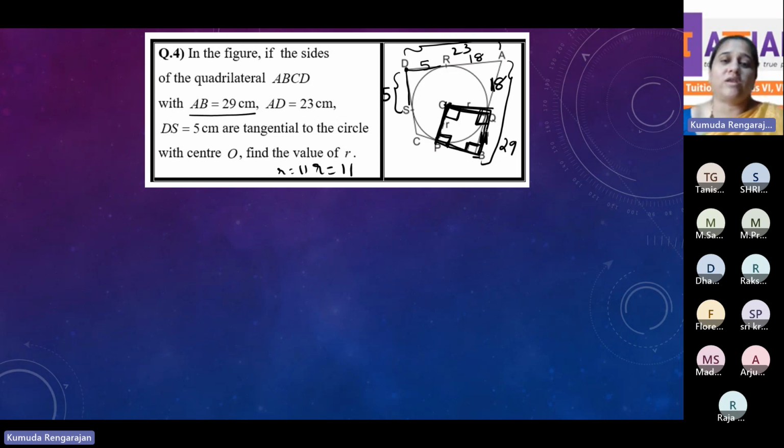And now that it's a square, all the sides are equal. We know that in a square, all sides are equal. So every side is equal to 11 centimeters, and hence the radius of the circle is equal to 11 centimeters. Sometimes they'll ask to find the diameter. So find the radius and double it. Sometimes they'll just say find the diameter of the circle. So we'll find the radius. The diameter is 11 into 2, 22 centimeters.